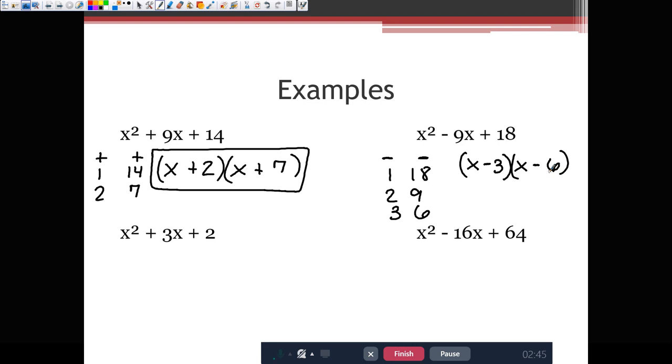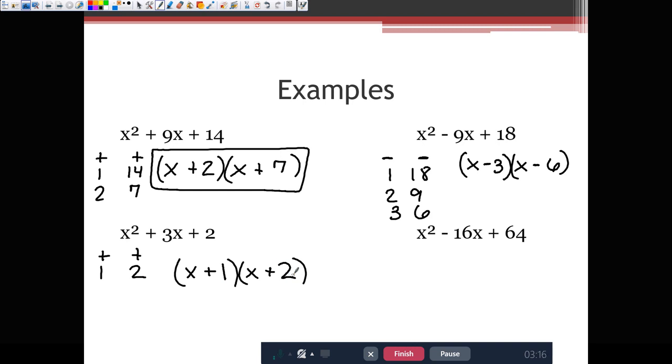Okay, so I have another positive. So what are my signs going to be? Positive. So x plus and plus. We're looking for positive numbers, so they have to multiply together to equal 2, but add together to equal 3. So 1 times 2 is 2, and 1 plus 2 is 3. So my terms are going to be 1 and 2.